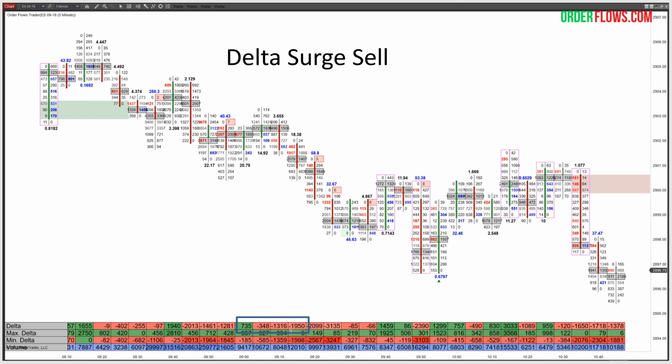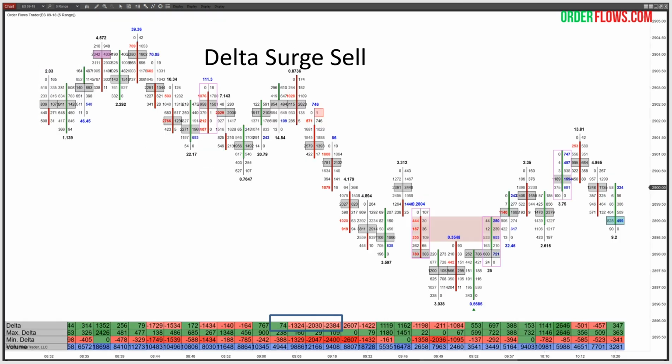And you can see how it's expanding. Even the next couple bars are getting stronger, 2000, 3000. So positive bar, then negative delta, greater negative delta, even greater negative delta. And you can see how the market continues selling off. So that's the sell. Another example, 74, then minus 1324, minus 2030, minus 2384. And the market is selling off, keeps going on.